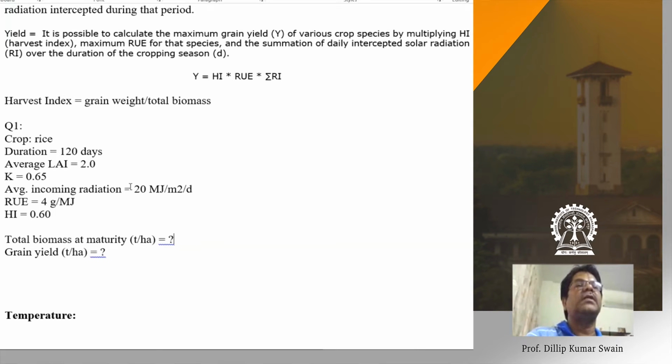But remember that this is the total incoming radiation, and photosynthetically active radiation is 50% of the total incoming radiation. When you talk about radiation interception, that is only photosynthetically active radiation. So that will be 20 into 1 minus e to the power minus k into LAI divided by 2. That is the radiation interception on daily basis, megajoules per meter square per day. You multiply by 120 days, the crop duration, and you get how much radiation is intercepted by the crop. And multiply this by radiation use efficiency, that gives you total biomass.